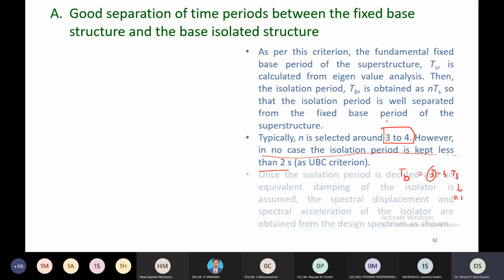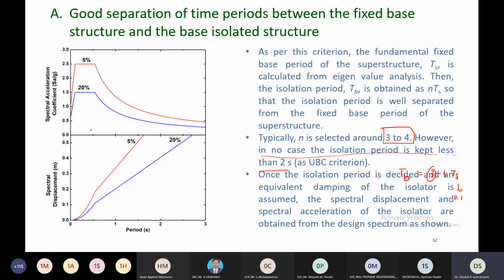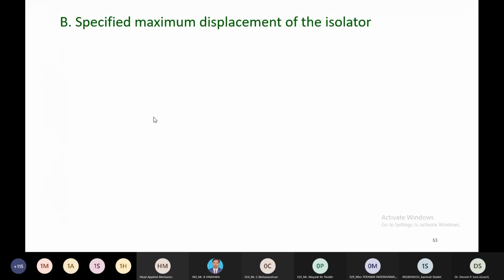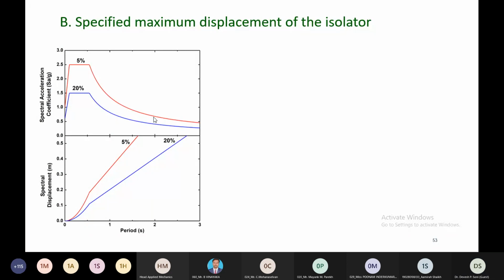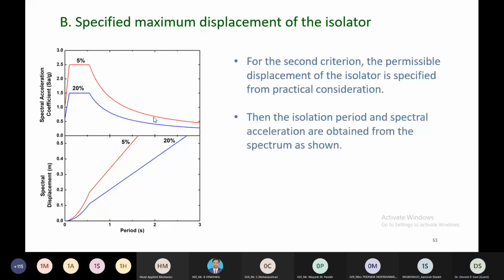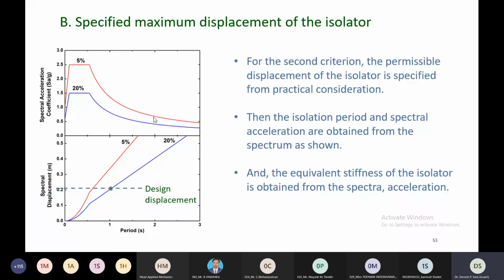Right. So this graph can be used, and when the time period increases, the spectral acceleration and base shear reduce, as we have discussed earlier. Now, second criteria, the specified maximum displacement of the isolator. See, as per the second criteria, the maximum displacement, called design displacement, is specified. Okay. So here we can see the design displacement is, let us say, 0.2 meter. Okay. So this is specified. Means in no case the isolator displacement exceeds the 0.2 meter.